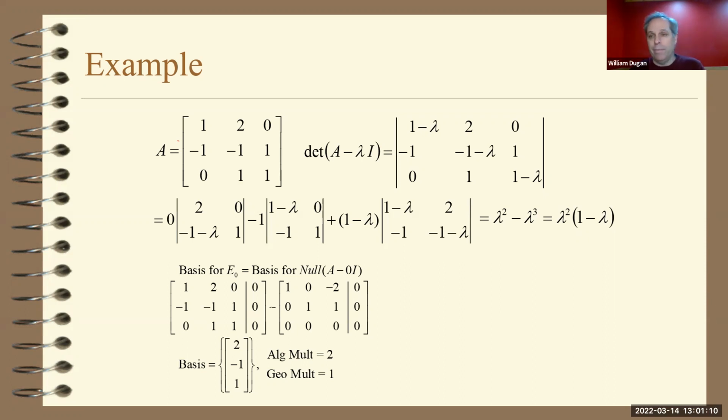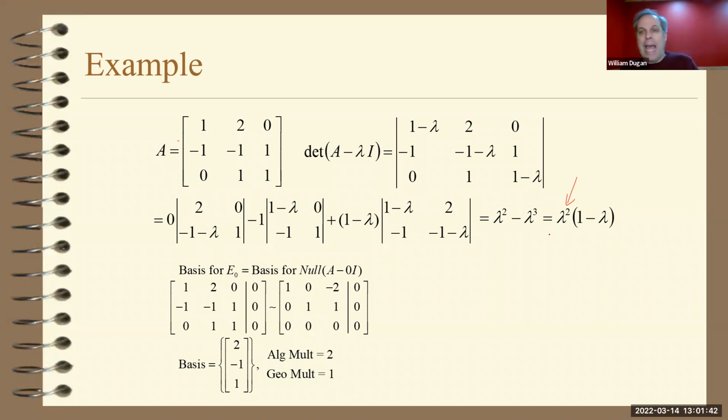I did that for you here. I took the matrix, I row reduced it, and I just wrote down the basis for that particular null space. Since there's only one vector in the basis, the geometric multiplicity of 0 is 1. Since the factor lambda minus 0, that's lambda, has a power of 2 on it, the algebraic multiplicity of 0 is 2.